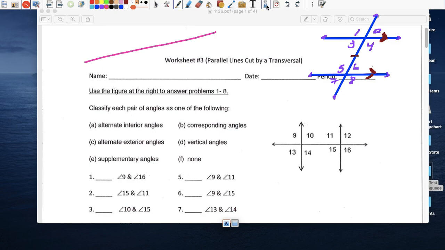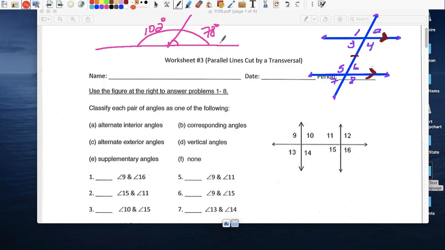Supplementary. I didn't talk much about supplementary, but what are supplementary angles? 2 angles. Here's a straight line. This is 180. Let me make this angle over here 82 degrees. No, sorry, I'll make it 78 degrees, which makes this angle 102. How do I know? Why is that 102? Because their combined sum should be 180. So 102 plus 78 should equal 180 degrees.